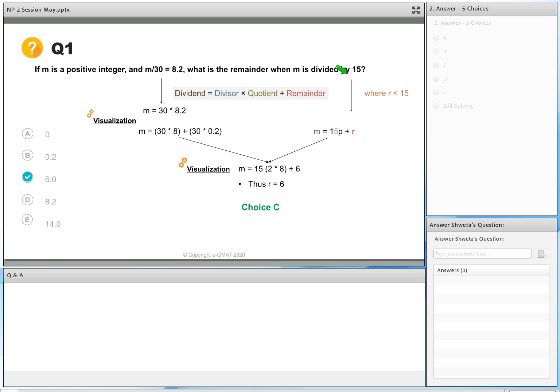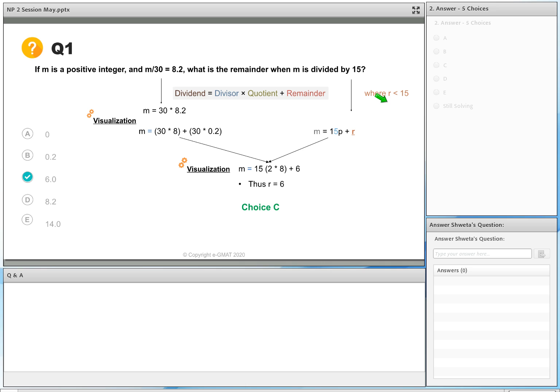And my goal is, what happens if it's divided by 15? What is the remainder then? So the goal DNR equation is this here. I've just put my divisor as 15 and the remainder is R, which is what I want to find out. And the only rule I have to take care of is that R is less than 15.